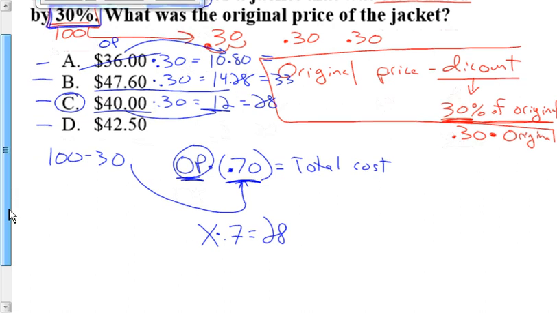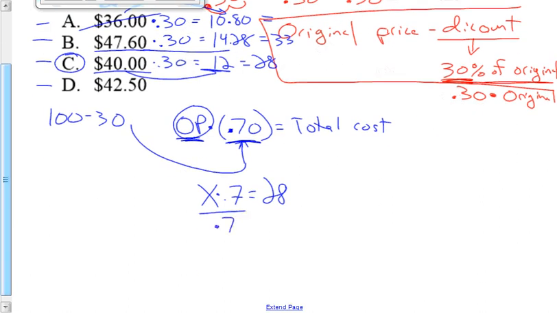And then to solve this equation, we would divide both sides by 0.7. And if you do that, you're going to end up with exactly 40. So the original price to be that C, $40.